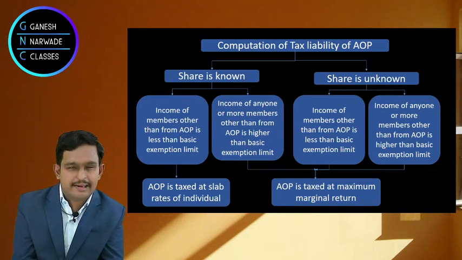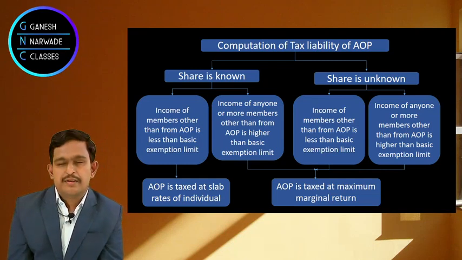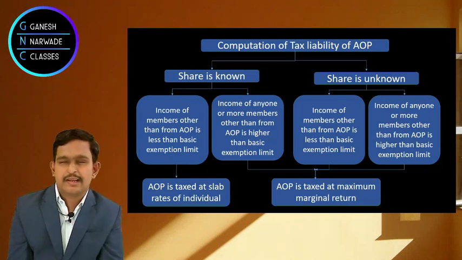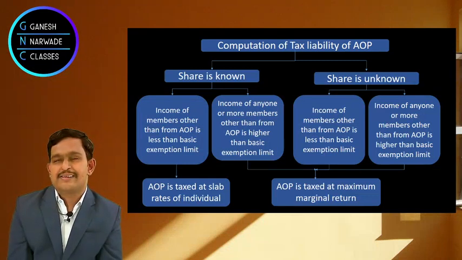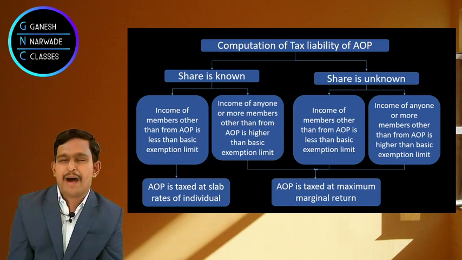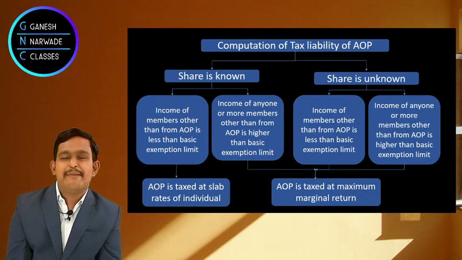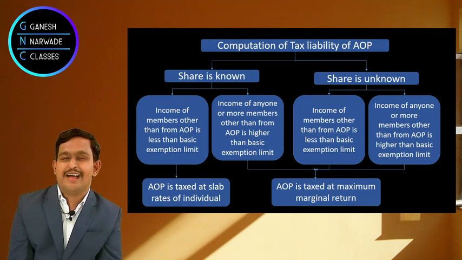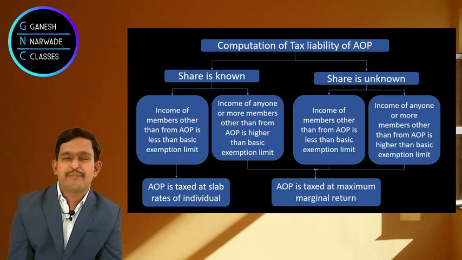Now I am coming to the second part of share is known. If the members' share is known, but some of the members' income is more than 2,50,000, or more than the basic exemption limit, then AOP is taxed at MMR. MMR means, in tax, if you don't know MMR, it will be a sin on you, right? So what they said basically, MMR means Maximum Marginal Rate. Very good, everyone is smart. MMR means Maximum Marginal Rate.